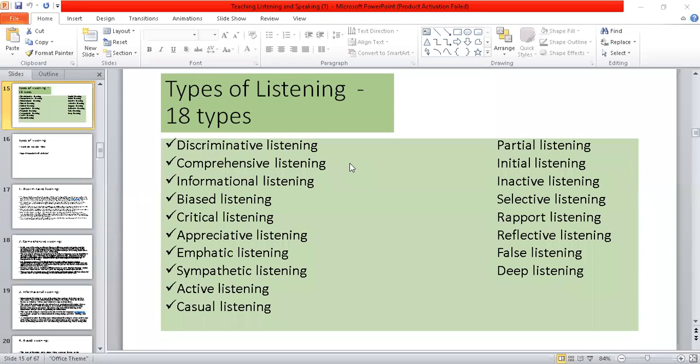Would you please mute your mics? Would you please mute your mics from your side? When you're talking only, please unmute and talk. Otherwise, you're disturbing the others.